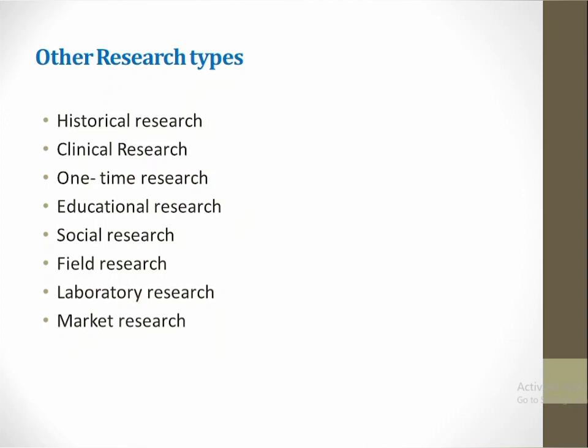And educational research is directed towards the study and development of the educational system. Social research is concerned with the social problems of society. Field research is done by going out in the field or market, whereas laboratory research is carried out within the four walls of a laboratory. Market research is performed to forecast the potential demand of a product. So these are the different types of research.